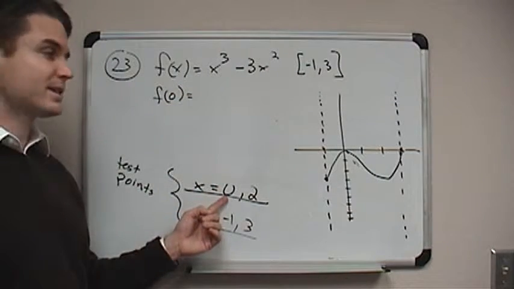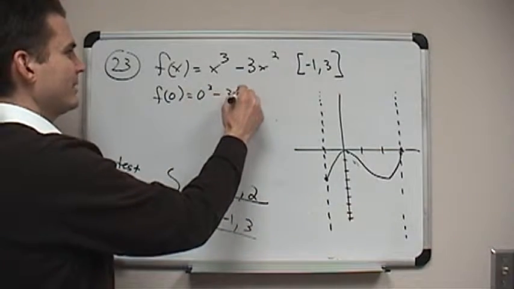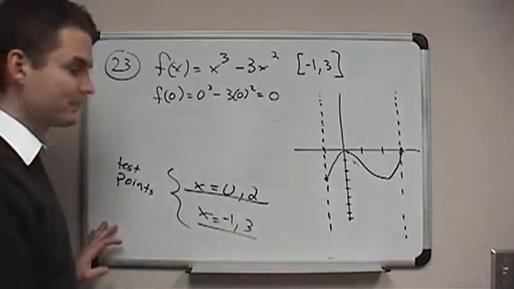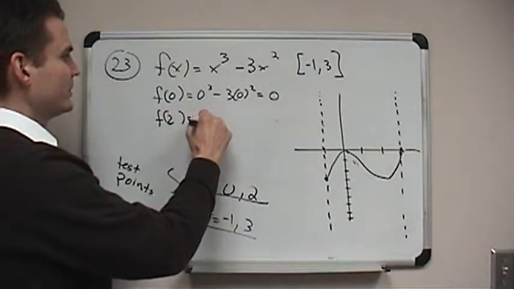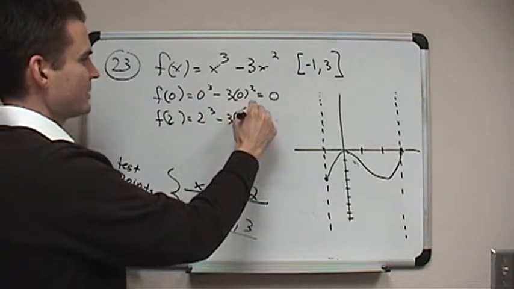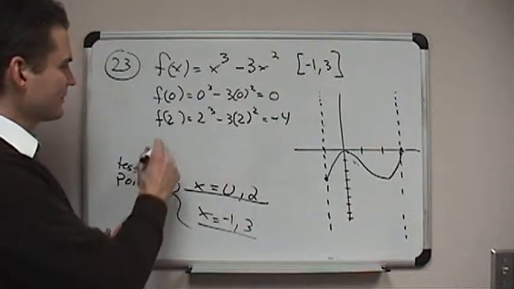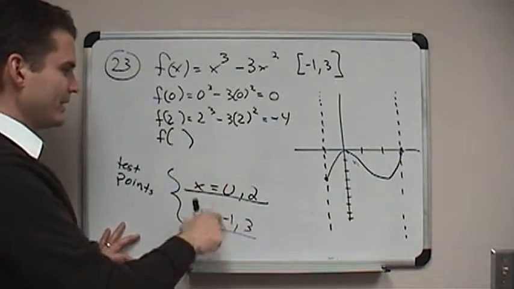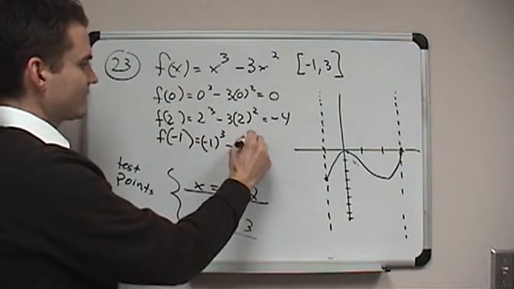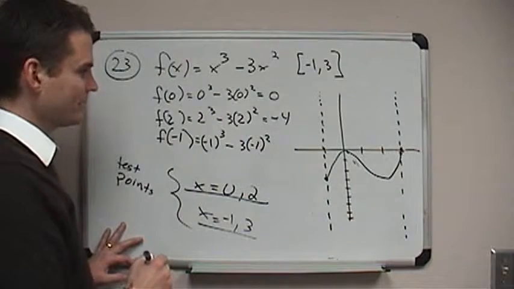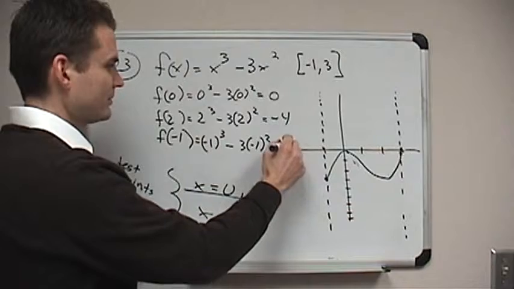What's the y value when x is 0? Well, it's f of 0, right? So I get 0 cubed minus 3 times 0 squared, which is 0. Now when x is 2, I need to find the y value there as well. I get 2 cubed minus 3 times 2 squared. It's going to be 8 minus 12, which is -4. Now I've got -1. I need to test that one too. -1 cubed minus 3 times -1 squared. That's going to give me, looks like also -4.